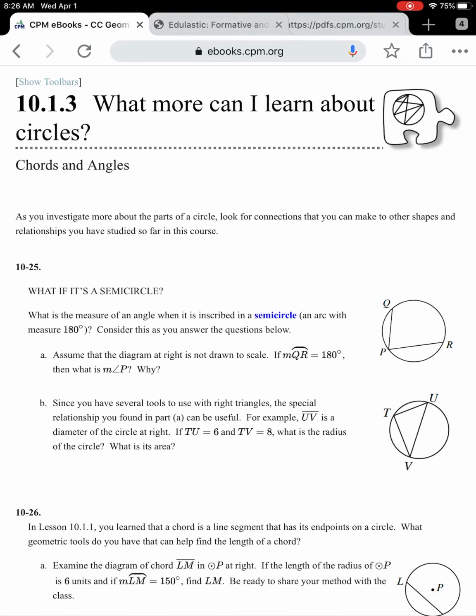All right, RMS Geometry. Welcome back for another lesson from our book. Today we'll be looking at 10.1.3, which continues our study of circles and specifically looks at chords and inscribed angles.